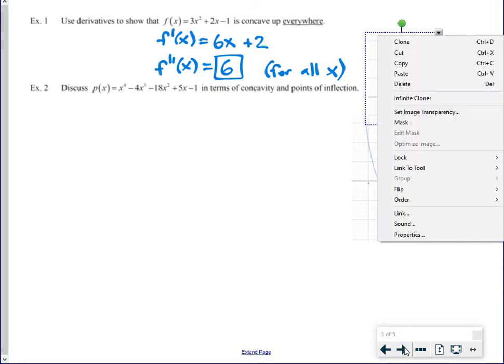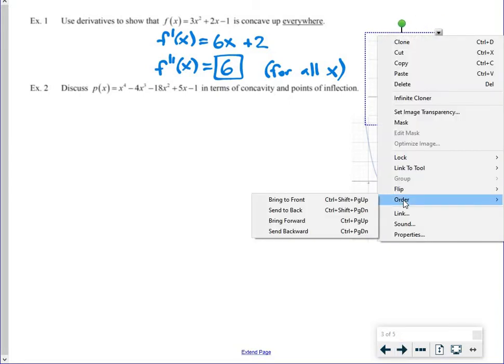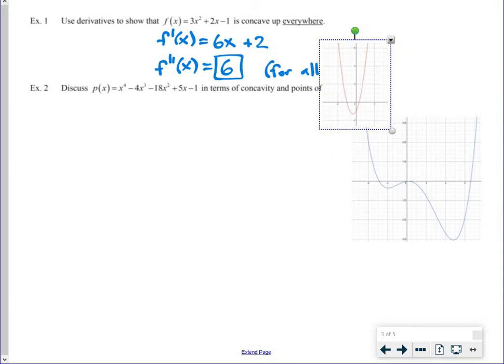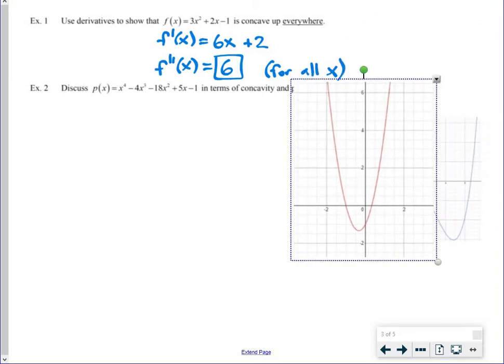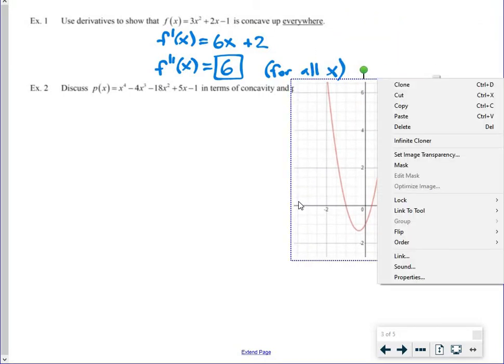So if you look at that graph, it's concave up, right? It's just a standard parabola. That makes sense.